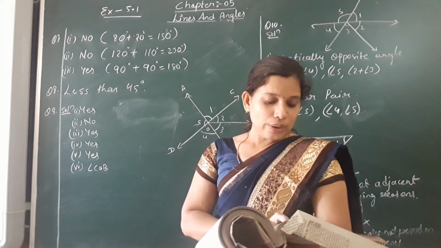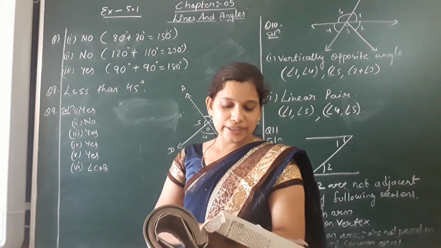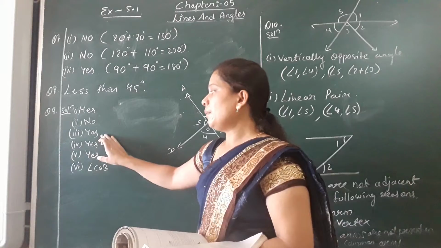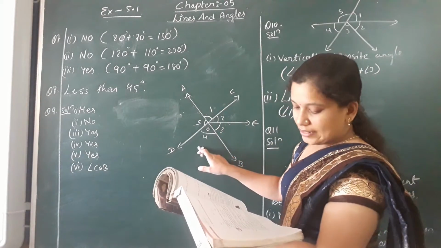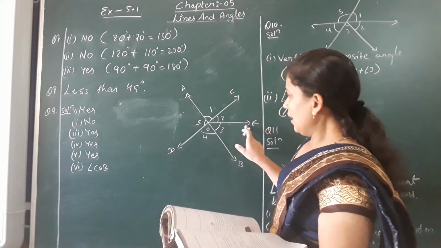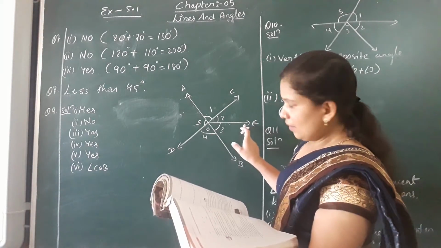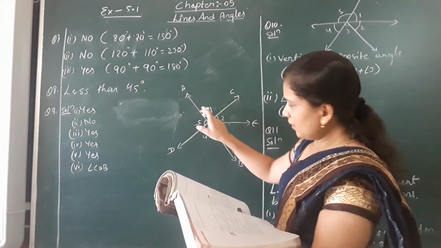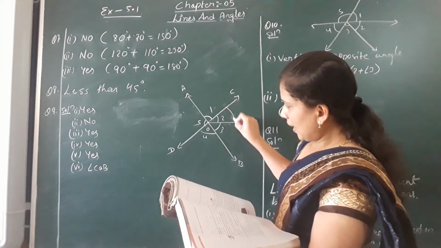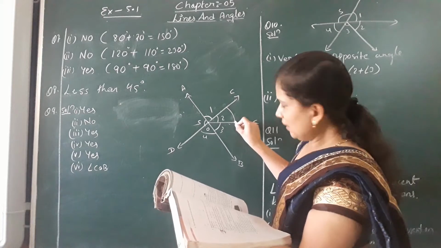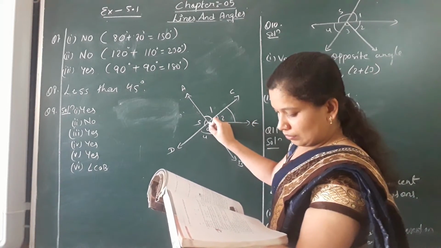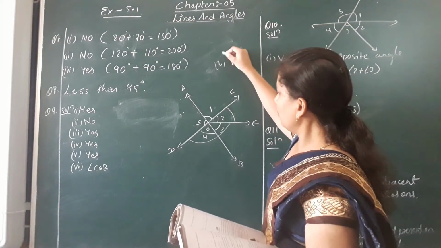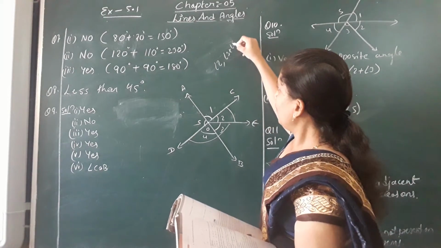Third part: do angle COE and angle EOD form a linear pair? So the answer will be yes. Which angles is it said? Angle COE and angle EOD. This one only, no? COE is angle 2 and angle EOD, that is these two angles. So when we add angle 2 plus angle 3, will it give us a linear pair?